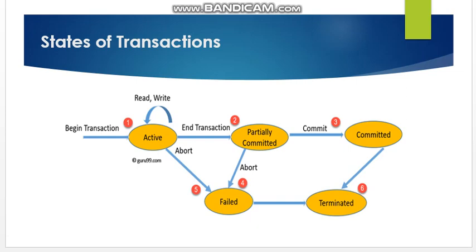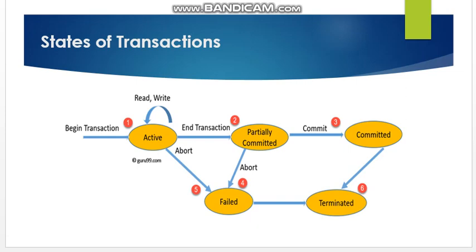Once the commit operation is executed in the transaction, it means that all the changes done by the transaction are permanently saved in the database, and we say that the transaction has entered the committed state. Once the transaction is committed, the task for which we began the transaction is successfully completed. So we just need to terminate it. This is the successful path of the transaction, where the transaction starts and is successfully completed.